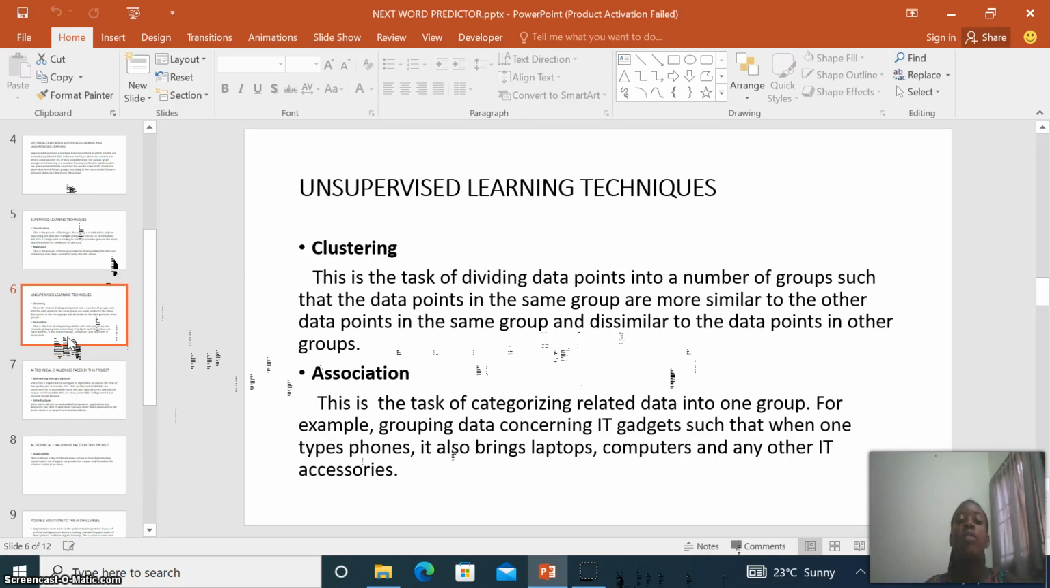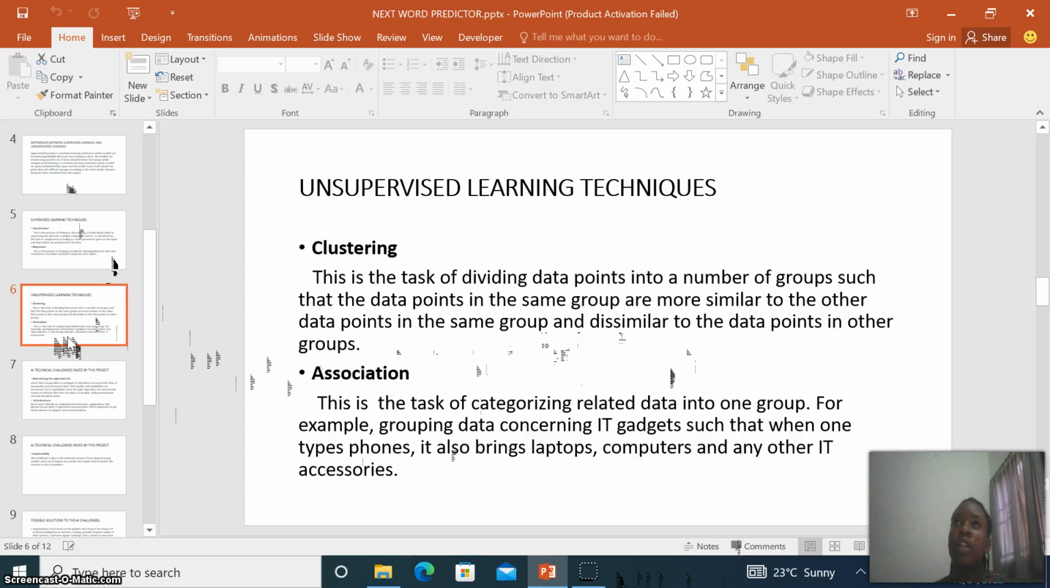And then we also have techniques for unsupervised learning, and they're also divided into two. One is clustering and another one is association. Clustering is the task of dividing the data points into a number of groups such that the data points in the same group are more similar to the other data points in the same group and dissimilar to the data points in other groups.